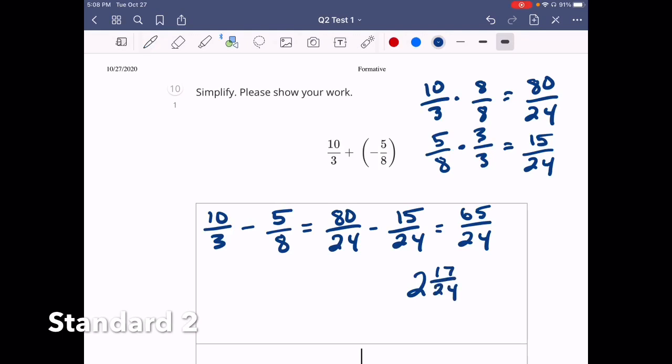Now, a lot of us got 65/24, but made some mistakes when simplifying. So be careful when you're simplifying. Either one of these is okay. Both of these answers are great.